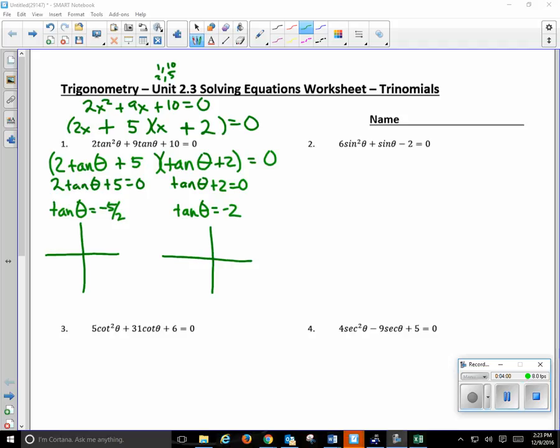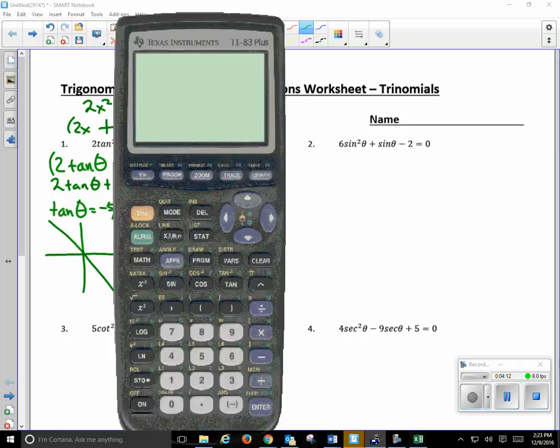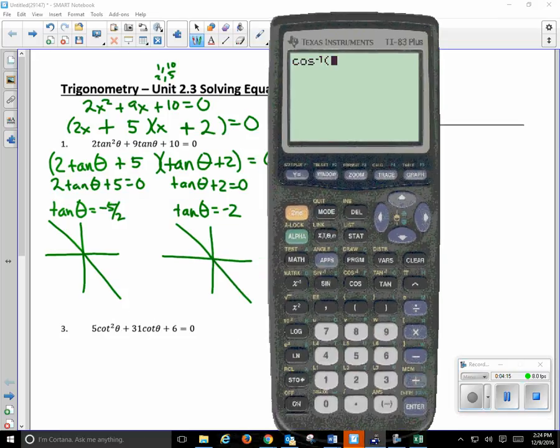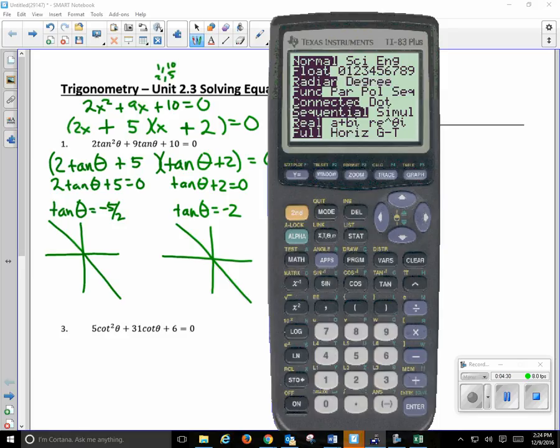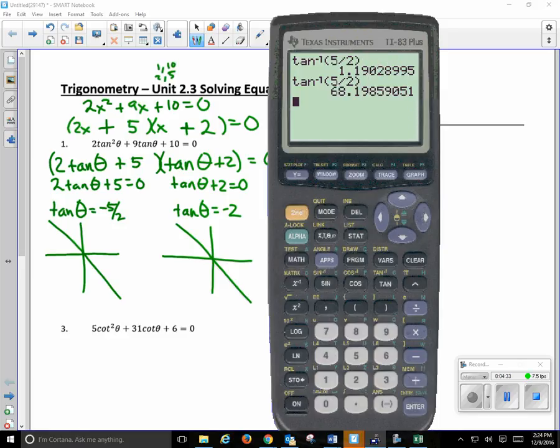In which quadrants is tangent negative? 2 and 4, and negative again, 2 and 4. So I take out my calculator. And I'm going to inverse tangent 5 divided by 2. I am working in radians because I was teaching a different course. Move it back to degrees. 68.20.